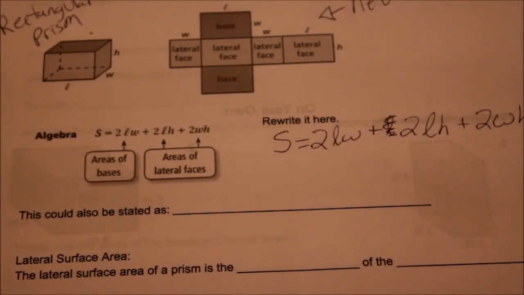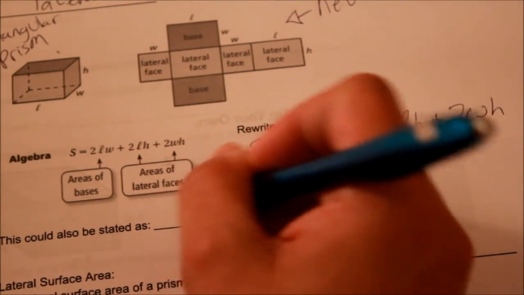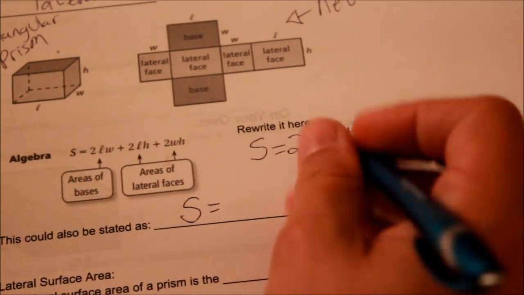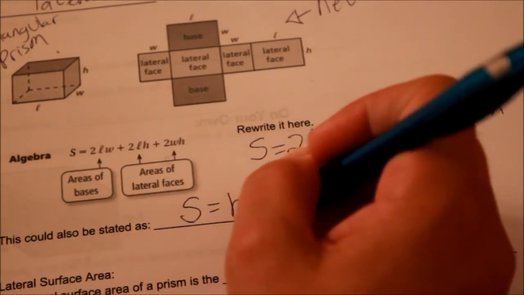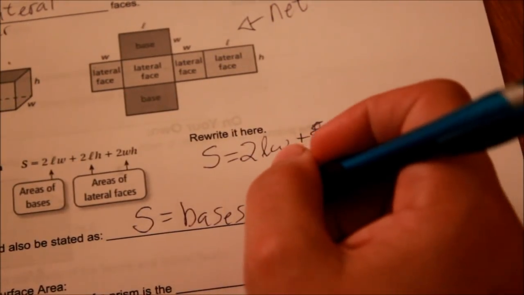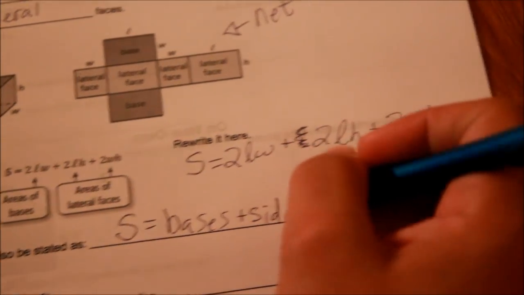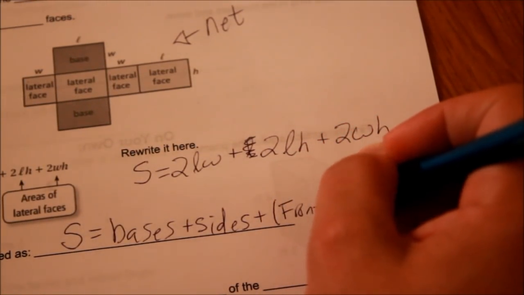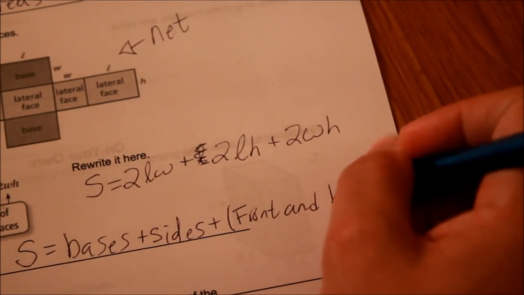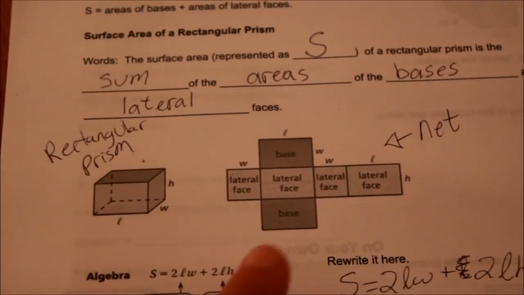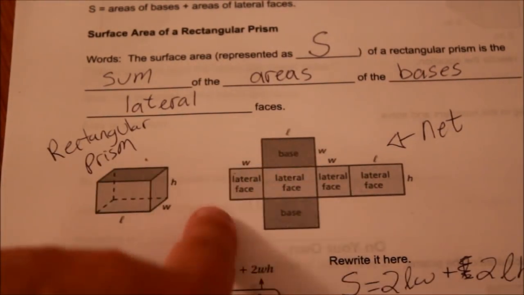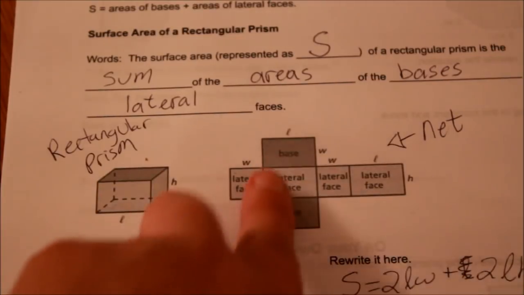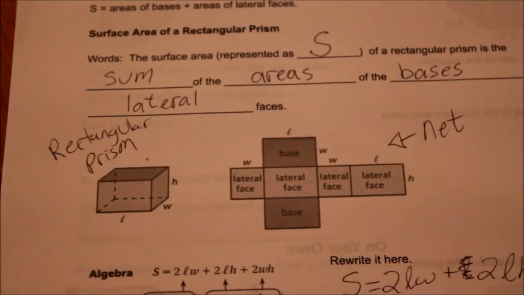It can also be stated as S equals bases plus sides plus the front and back. So if we look back up here, it would be our two bases plus the two sides, which here are squares, plus the front and the back, which here are rectangles.